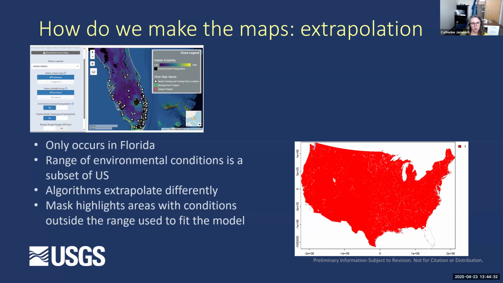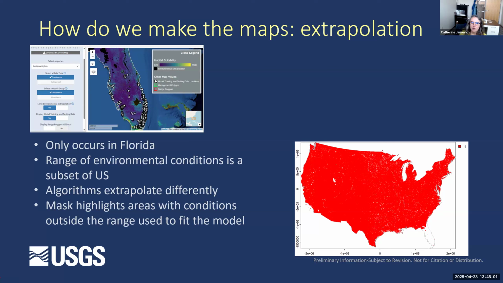And so we can mask areas or highlight areas that have conditions that are outside the range of those environmental characteristics used to fit the model. That's what I'm showing here, with the red color on that map highlighting locations that have environmental characteristics beyond that range. Maybe comparing Florida to the rest of the country isn't the best example, because if it's a subtropical species, you probably wouldn't expect it to be able to live in North Dakota anyway.